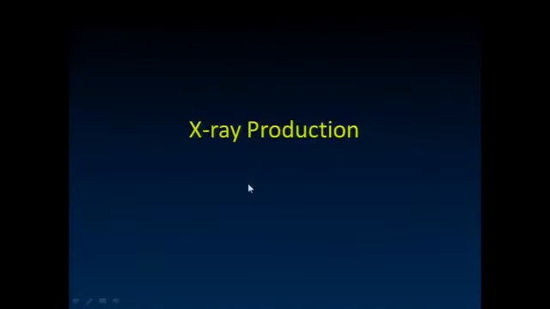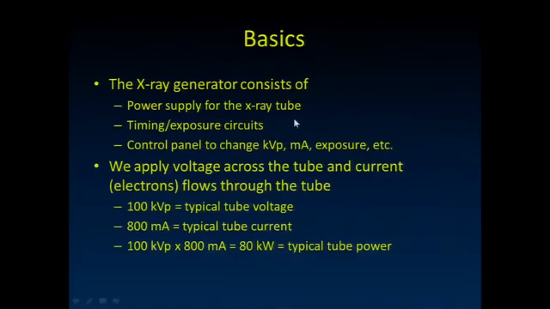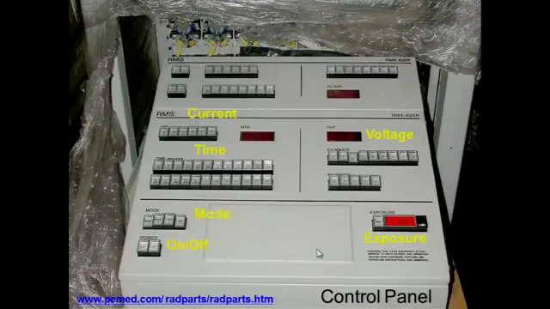So let's talk a little bit about X-ray production here. The X-ray generator has this power supply on the X-ray tube. It has some timing and exposure circuits. Here are some typical values that I've shown you already for an X-ray tube. We've talked about how big a sink of power it is.